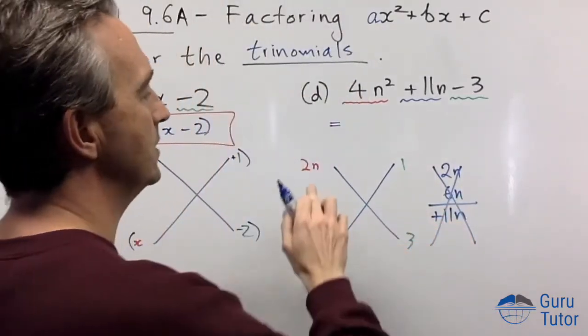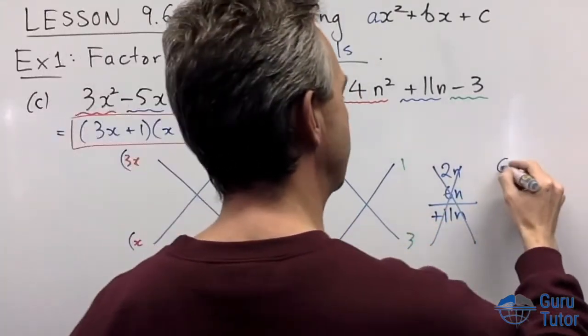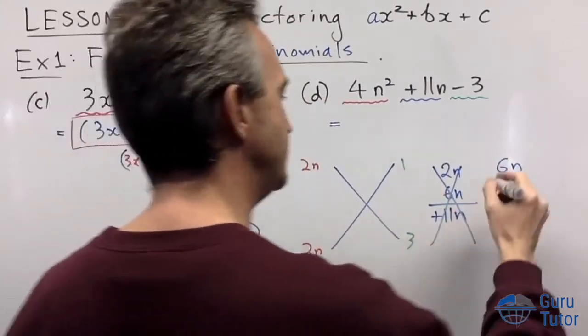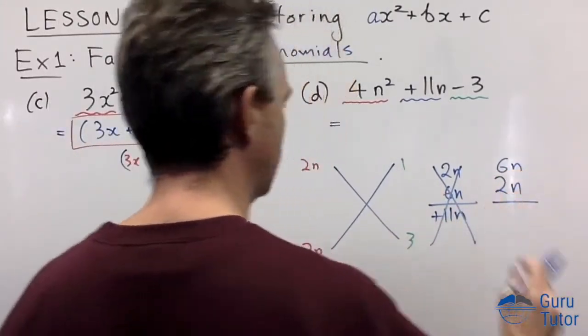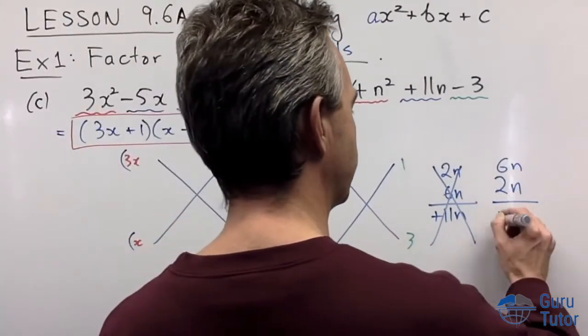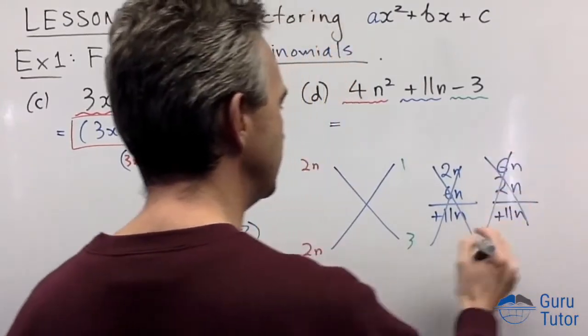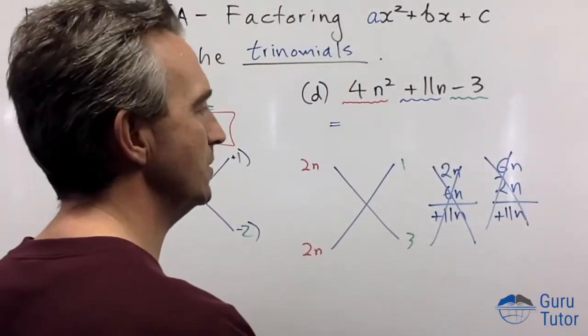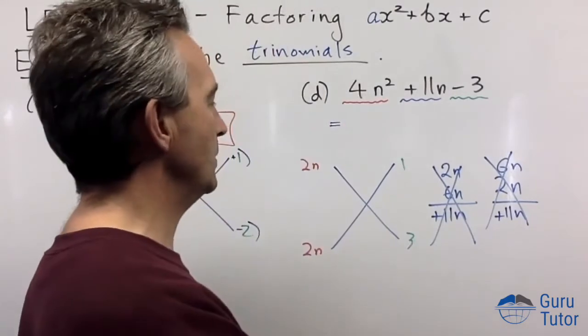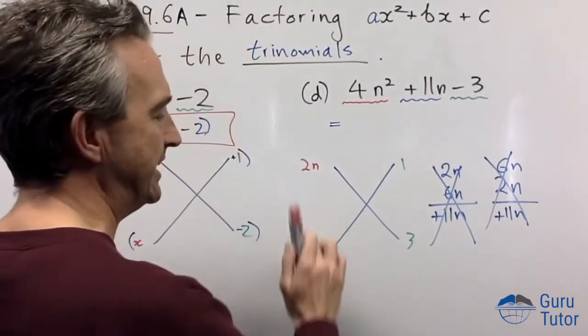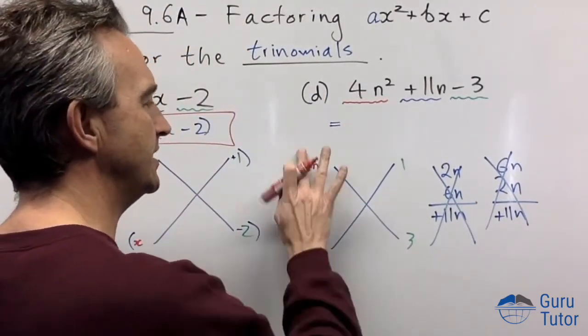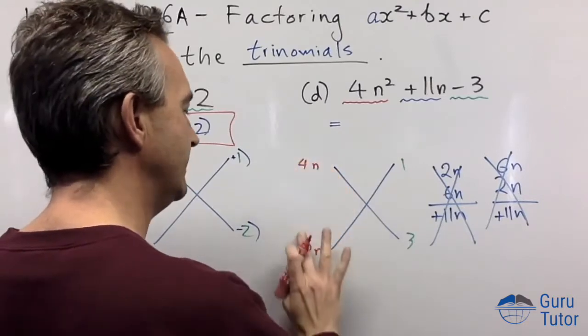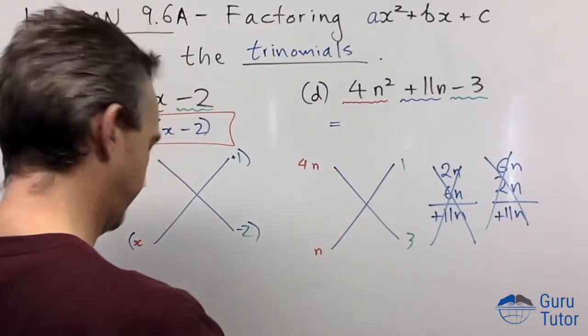Here we go. 2n times 3 is 6n. 1 times 2n is 2n. Can that give 11n? No. Well, it's actually the same, isn't it? Does not work. So what else can we do here? Well, instead of 2n and 2n, we're going to have to change this side this time. So let's change it to 4n and 1n.